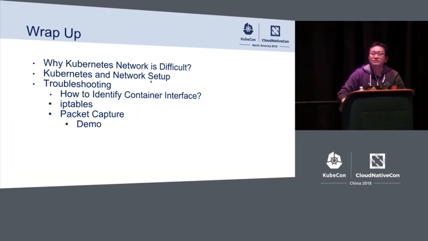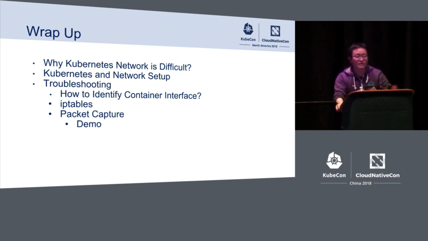Yep, literally that's about it. So in this presentation, I showed that Kubernetes networking is difficult. The reason is these 3 things. Then we went through Kubernetes and network setup to identify the first step of troubleshooting. And then in the troubleshooting section, I introduced how to identify container interfaces, I mean the -d option after ip, and iptables a little bit, and then packet capture as a demo.